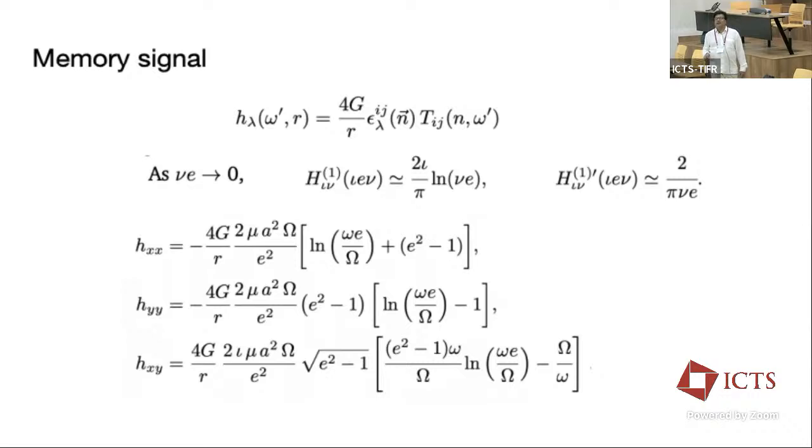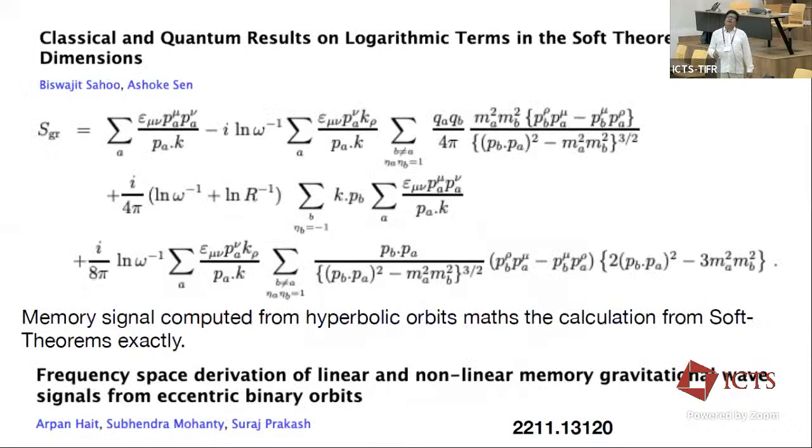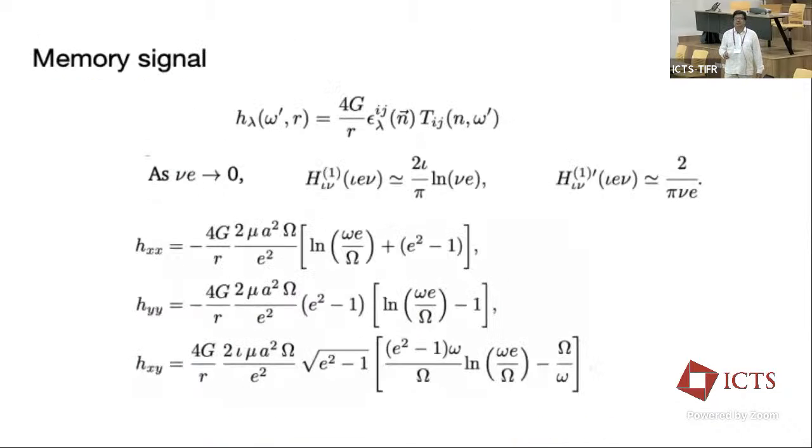Okay. And then we look at the calculations of Ashok Sen and Sahu, who said that in their calculations, they have these 1 by omega terms and then they have these log terms. Okay. And when we took this formula for the two particle scattering, we converted the initial momenta and final momenta, P_A, P_B, into the orbital parameters. And we saw that it matches this exactly.